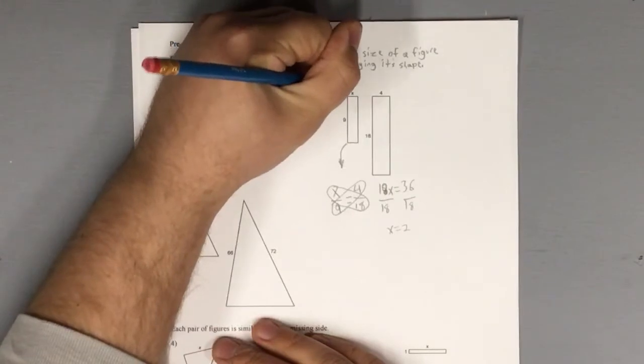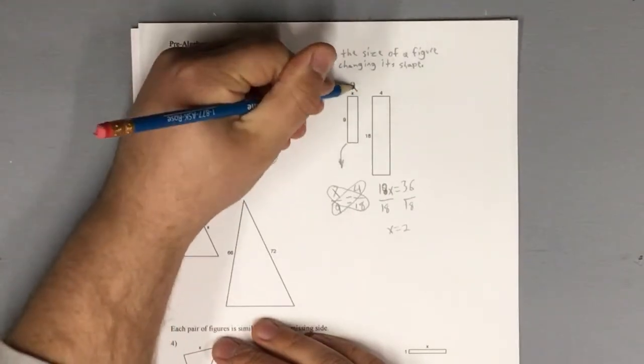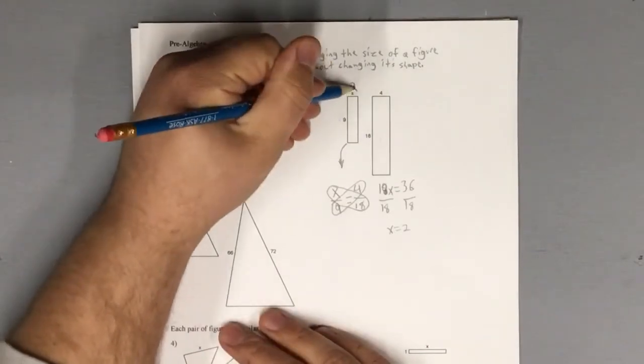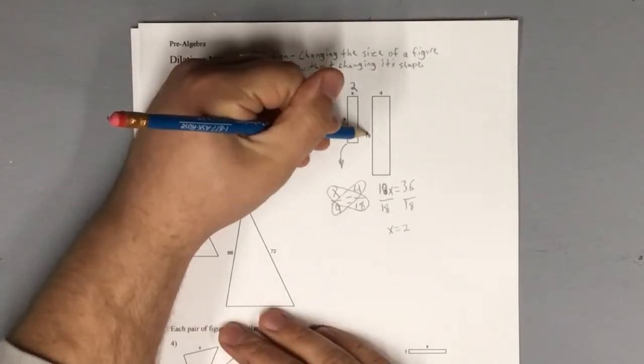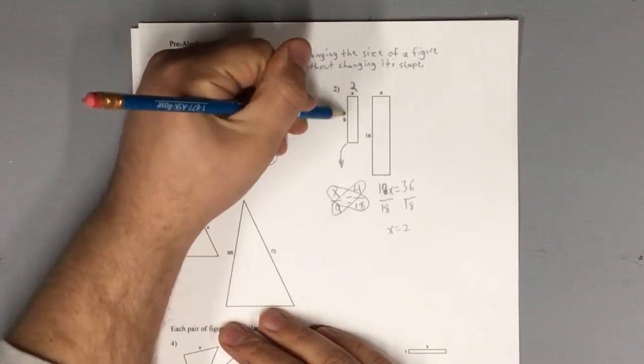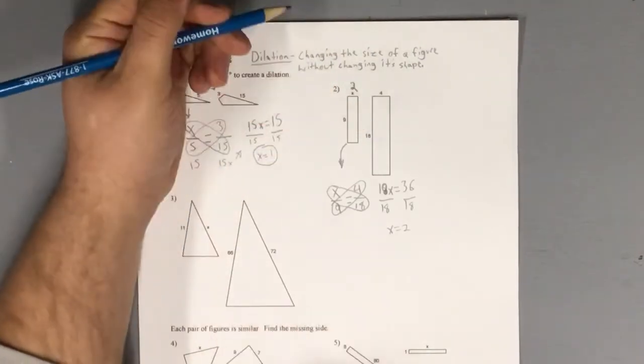So if I put a 2 here, 2 and 9, if this were to increase in size by doubling it, 2 times 2 would make 4, 9 times 2 makes 18. So this would be the correct measurements, and if I wanted to dilate it and make it larger, I could change it to 4 and 18.